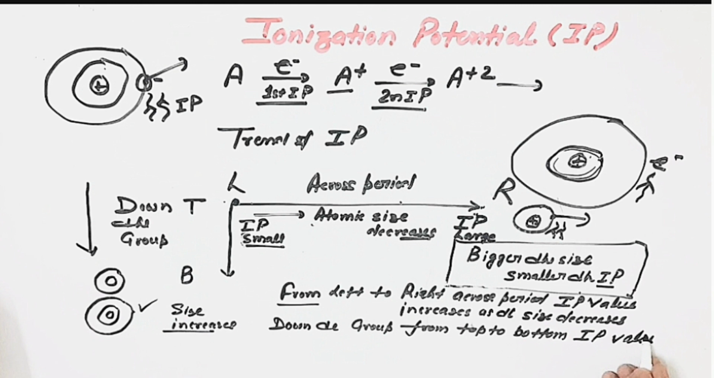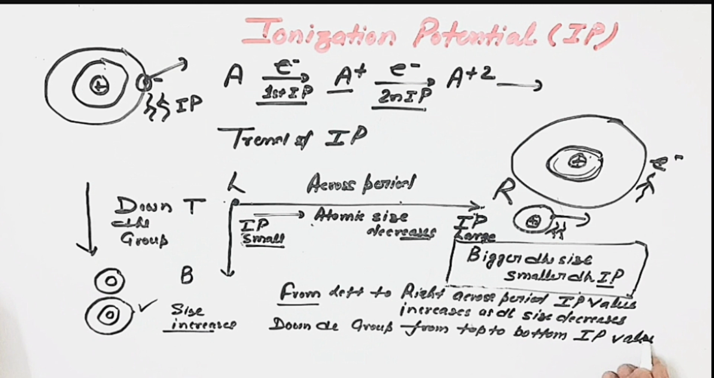So from top to bottom, the IP value decreases. So there are two concepts: down the group it decreases, and across the period from left to right it increases. Now, there is no exception down the group.